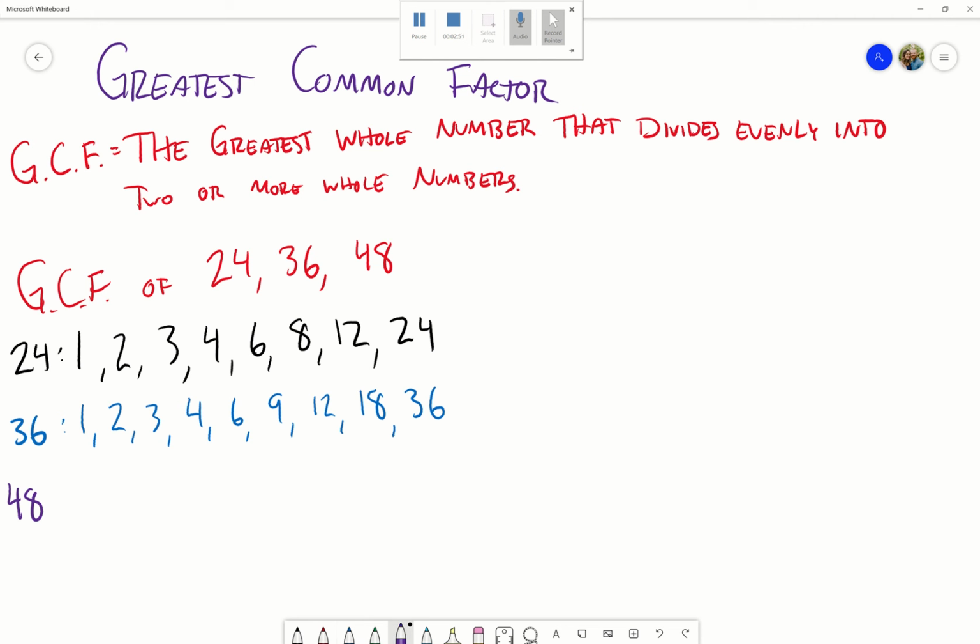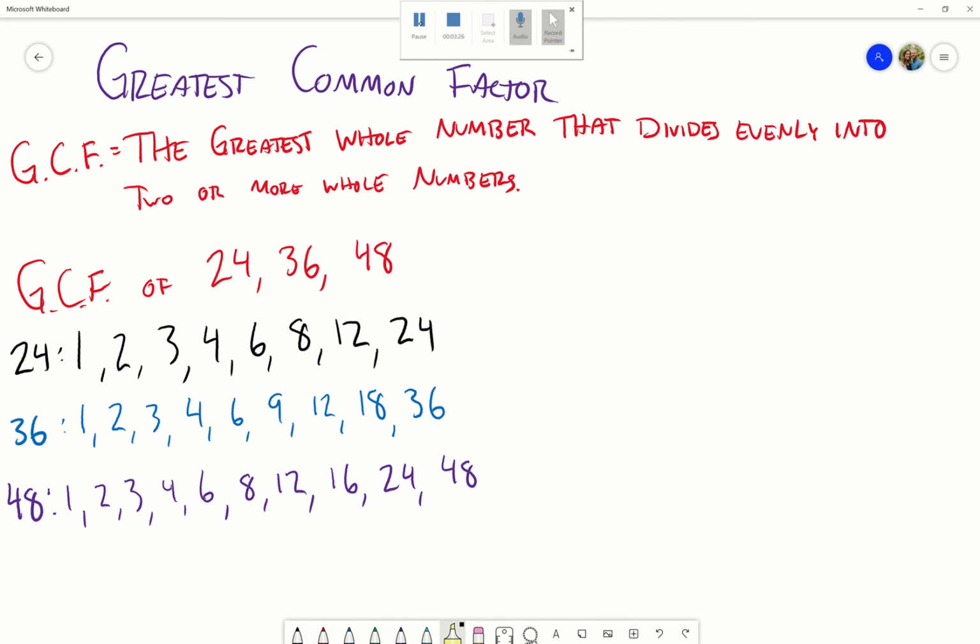I could go even further and say, okay, well, what are the factors of 48? Well, 48, I have 1, 2, 3, 4, 6, 8, 12, 16, 24, and 48. And those are all of my factors of 48. Okay, so lots of factors here. Now I want to say, all right, well, what factors are in common in all of these options?